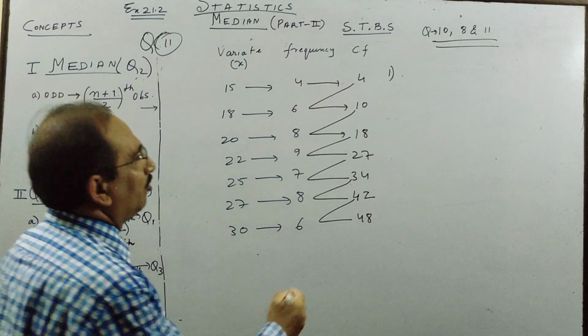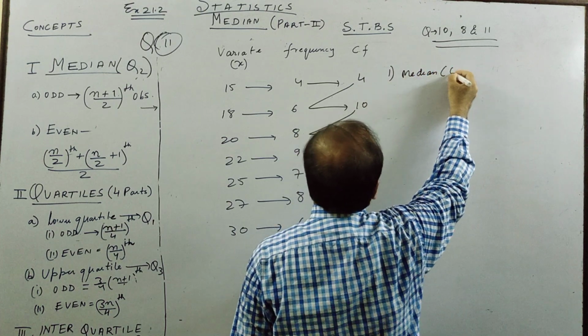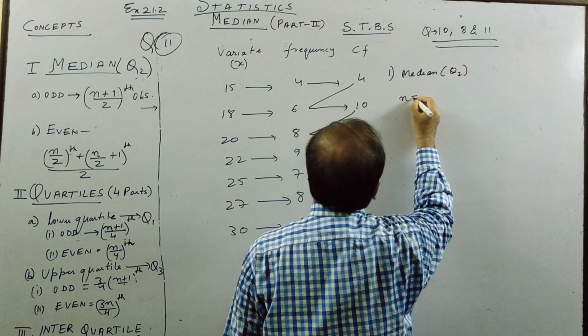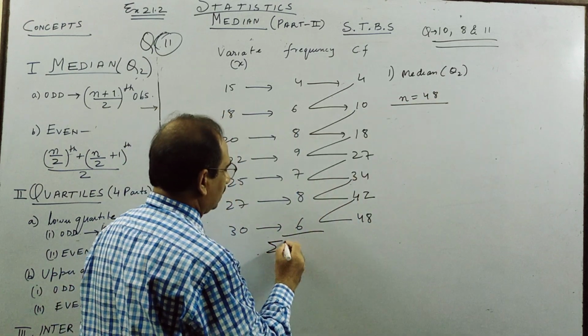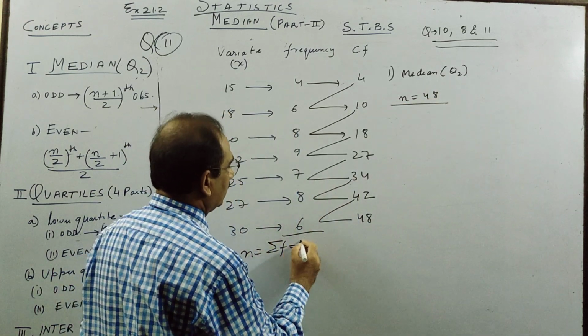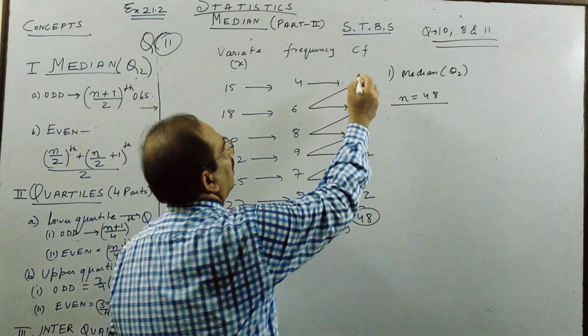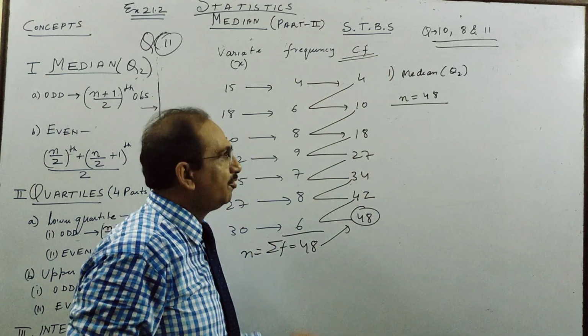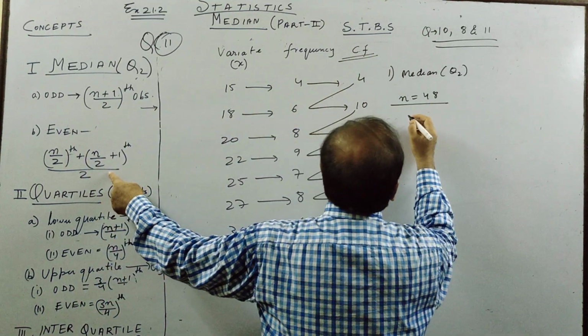Median is Q2. You see n is 48. As I told you in my last discussion, summation of f is n. This and this should be equal. The last term of CF and the sum of frequency should be equal. So here n is even. Again I will use this formula.